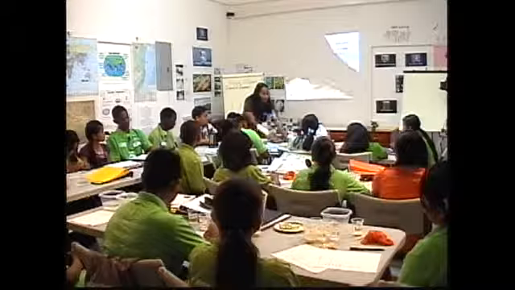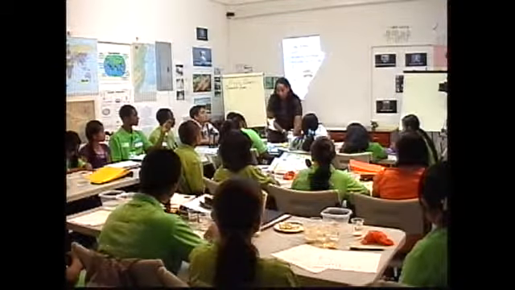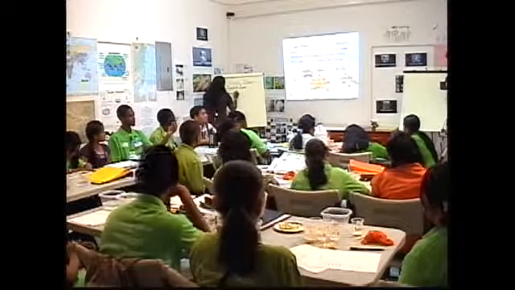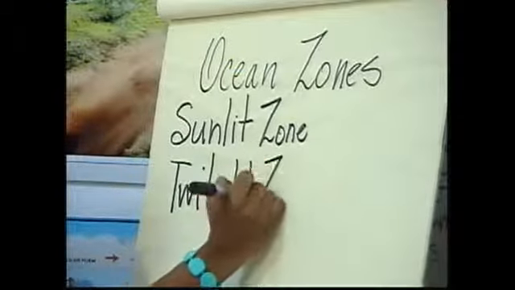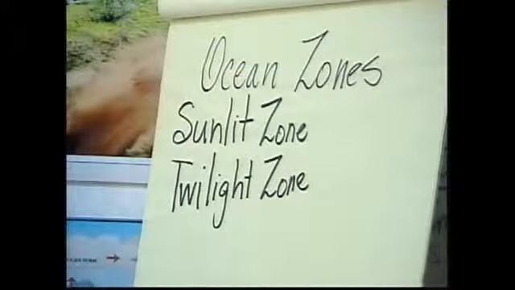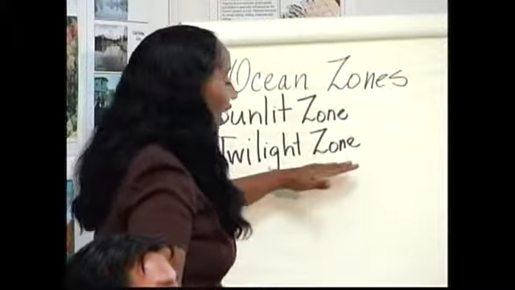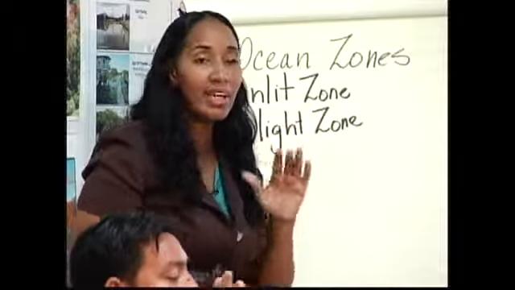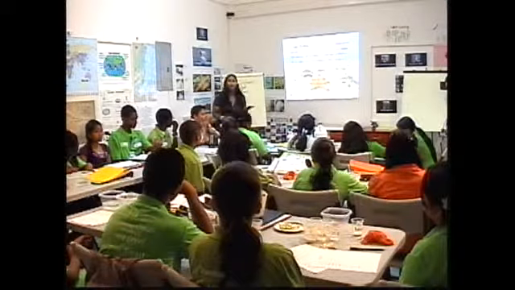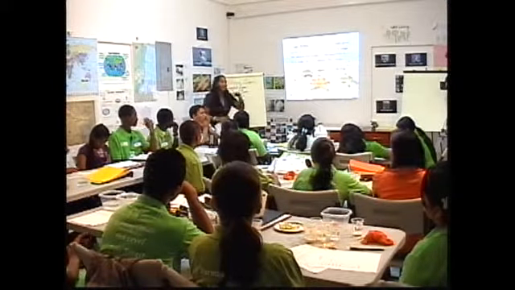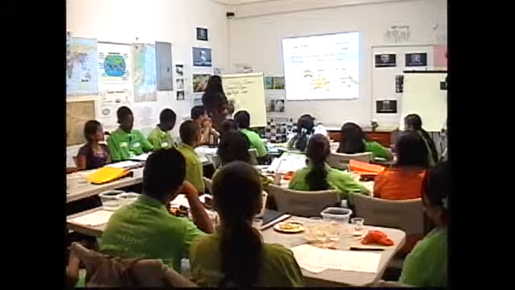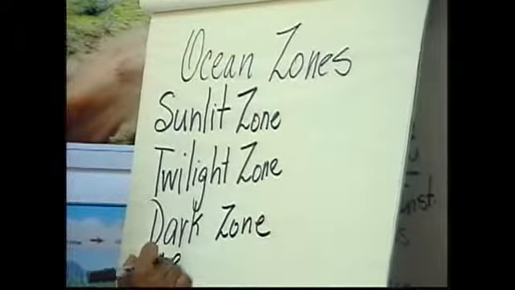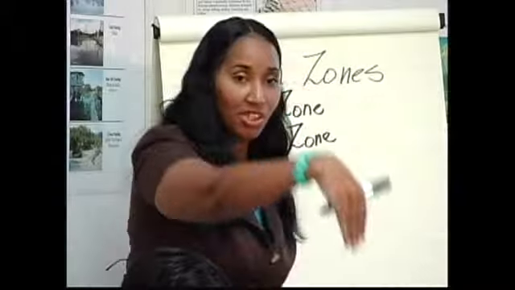You also have another zone called the twilight zone. And in the twilight zone, students, this area does not get a lot of sunshine, but you can find animals that are bioluminescent, meaning that on one side of the animal it is dark and on the other side of the animal it is reflecting light. And then you have the dark zone. You also have the abyss. The ocean floor, the ocean goes down in depth.